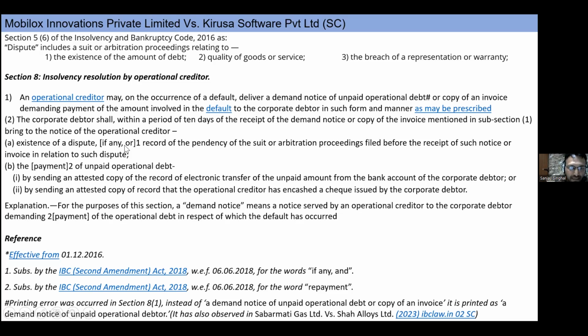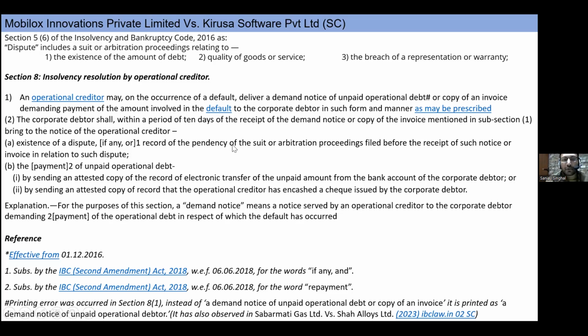Now, it is written "if any, or" here, but earlier it was not there. When the code was initially passed by Parliament, it was written "existence of dispute if any and record of the pendency." You can see this first reference was substituted by the IBC Second Amendment 2018 with effect from 6th June 2018 for the words "if any and." So "if any and" was replaced by "if any or." But when this case was in the Supreme Court, the language was "if any and." So this was changed by the second amendment in 2018.